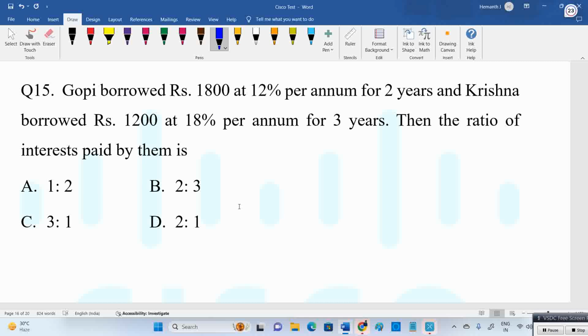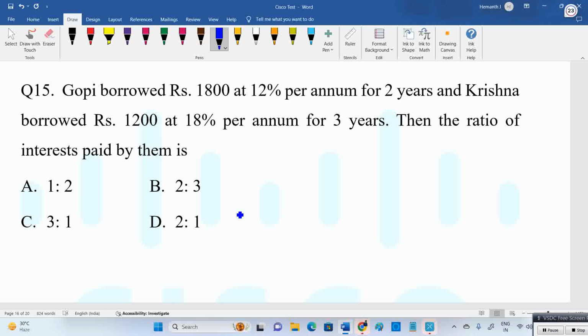Okay, now see: 1800 at 12% per annum for 2 years, and Krishna borrowed 1200 at 18% per annum for 3 years. What is the ratio of interest paid by them? Is it simple interest or compound interest? Not mentioned anything means simple interest. They didn't use the word compound, annually, half yearly, nothing, right?